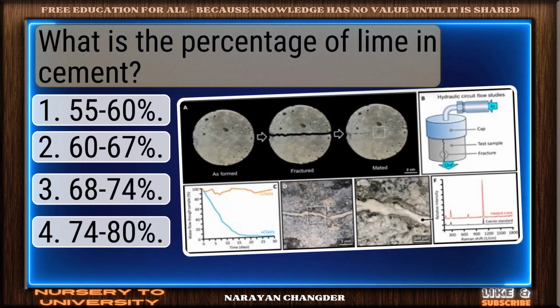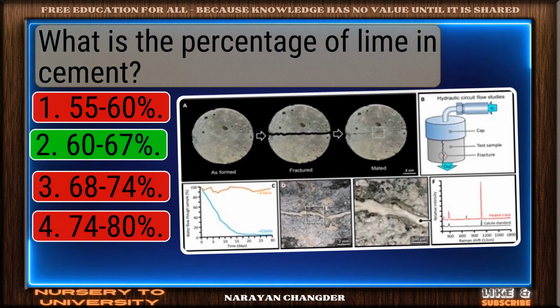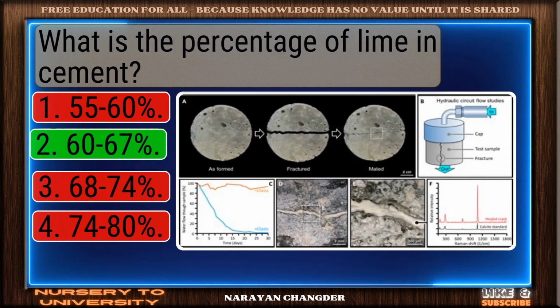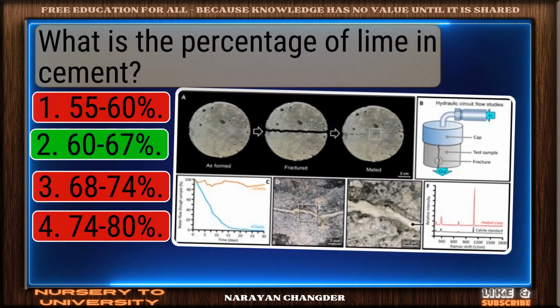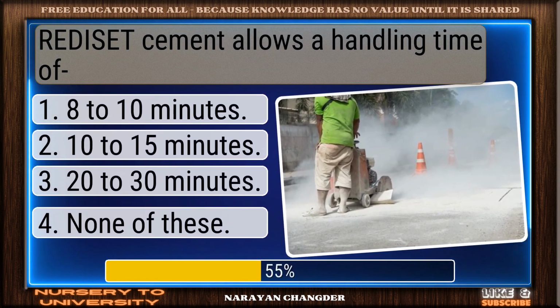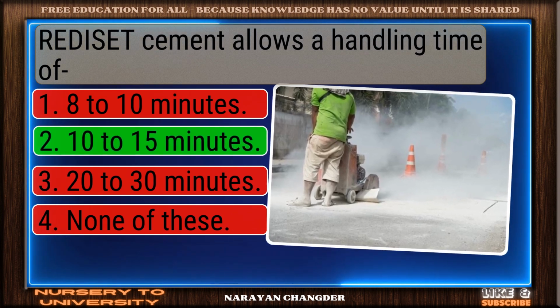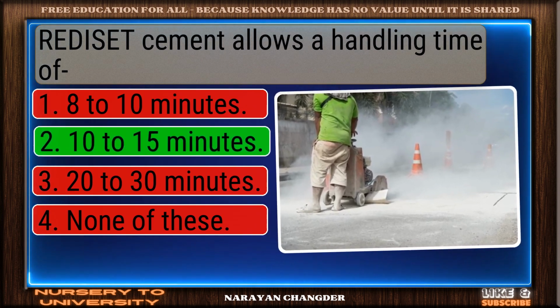What is the percentage of lime in cement? Sharp thinking. 60-67% is the right choice. Ready-set cement allows a handling time of. Clear logic. Your choice 10 to 15 minutes is sound and 100% true.